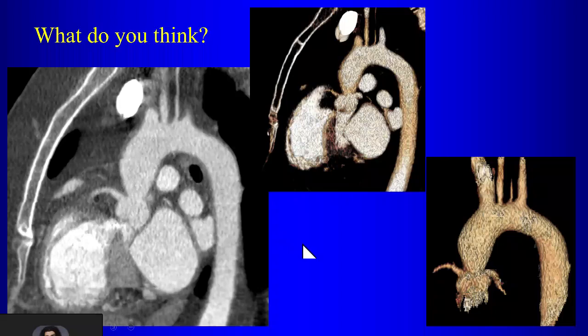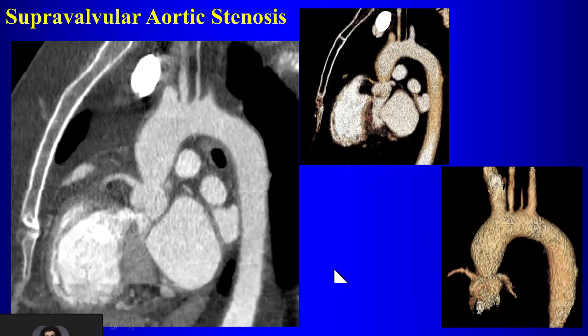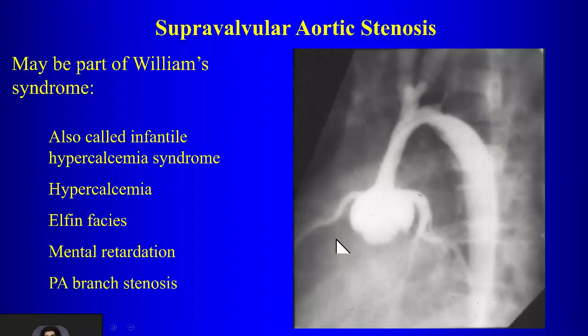Okay, so supravalvular aortic stenosis can also occur. We mentioned earlier that's associated with what syndrome? Right, so that can be associated with Williams syndrome, or it may occur in isolation. This case would happen to be an isolated case. Okay, so supravalvular aortic stenosis. Again, this is pretty unusual, pretty rare. Right? But it can be part of Williams syndrome. Williams syndrome, also called infantile hypercalcemia syndrome.